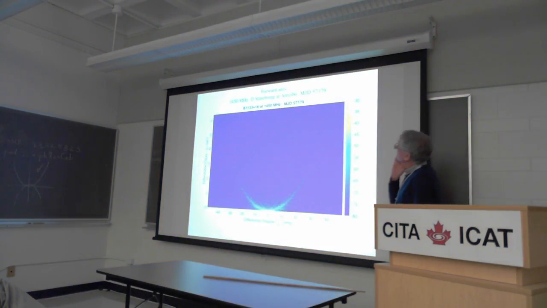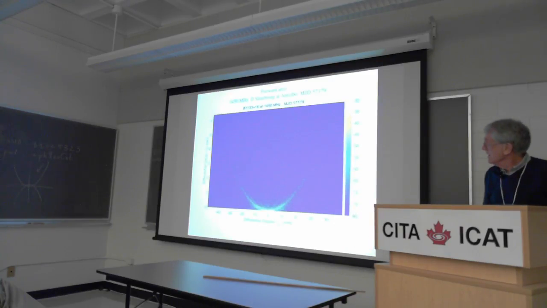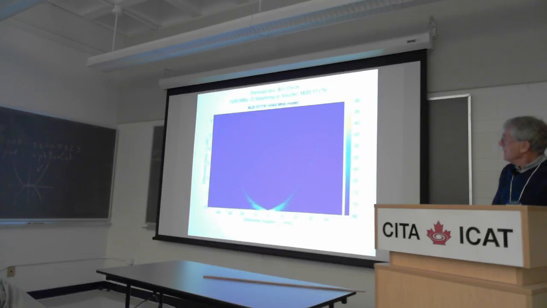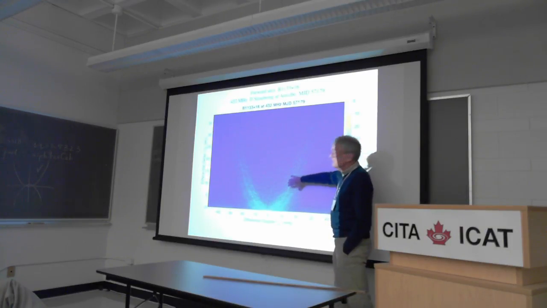So here's 1133, fairly recently at 1400 megahertz. And you can see it has a nice forward arc. And so I can, again, fit the one-dimensional model to that. And you can see, well, it's not that good. But that's the best I could do with a 1D model. This is at 1400 megahertz. He had taken data at 432. And here you see the arc is much wider.